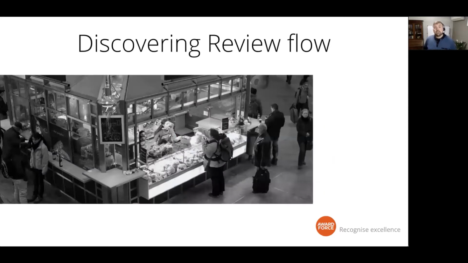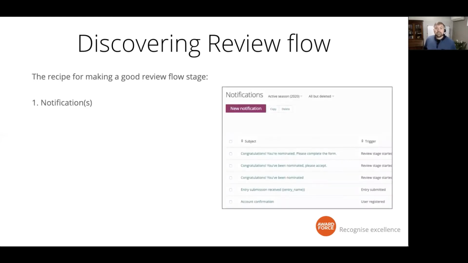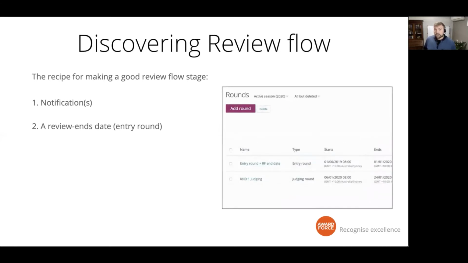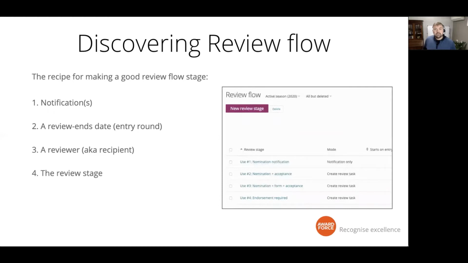Okay, so let's take a look at what Review Flow is. When using the Review Flow feature, you make what we call a review stage. Making a good review stage does require a few ingredients. The key ingredients with a good review stage includes a notification to send to someone, an end date for the review stage, a person who will review or endorse the entry or accept the nomination, and the review stage itself.